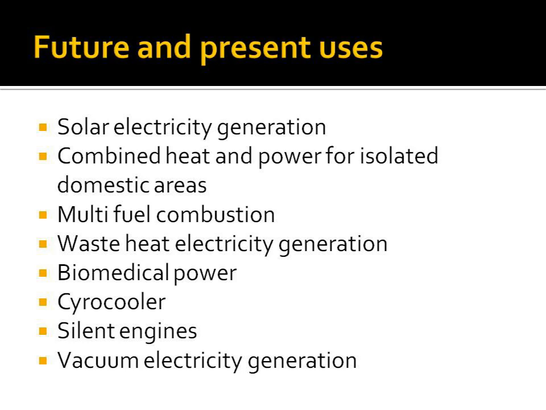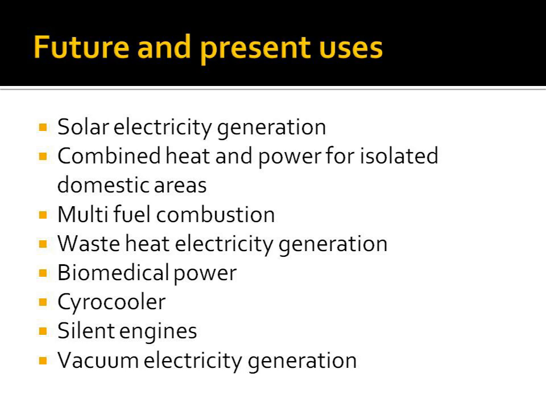So combination of heat and power for isolated domestic areas is a future use. Multiple fuel sources for combustion is present. Waste heat and electricity for electricity generation is interesting. It's around, but it needs to be incorporated more into, say, power facilities. It's advantageous in areas such as nuclear or steam electricity generating facilities, in that the waste steam or energy from those processes, a Stirling stationary ground power unit can be incorporated into the waste heat.